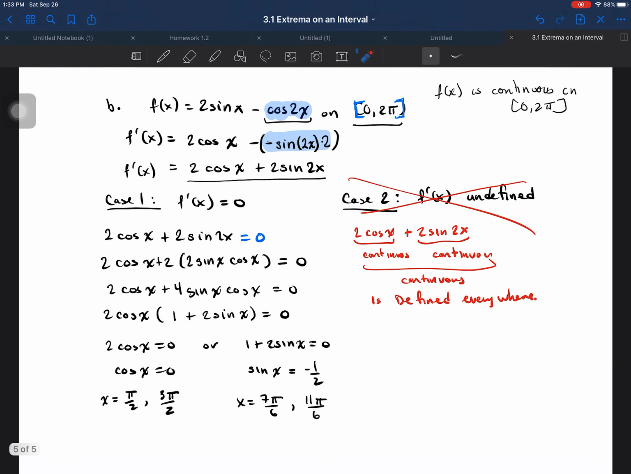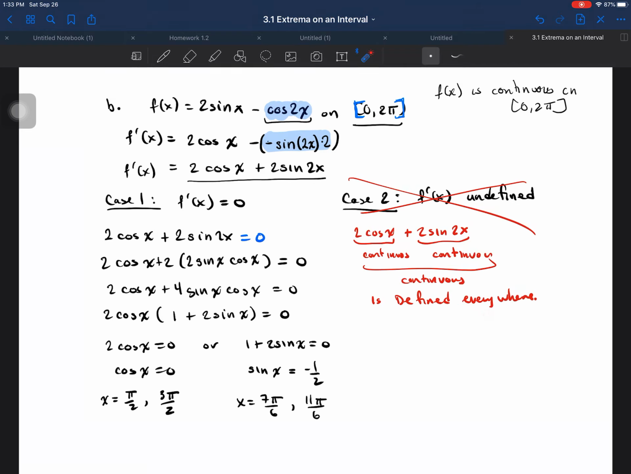To find the critical numbers, again, we have to do both cases. The derivative is equal to 0 or the derivative is undefined. Let's think about this one first. Can the derivative ever be undefined for this case? Well, we know that cosine is continuous. We know that 2 sine 2x is also continuous everywhere. So two continuous functions everywhere is also a continuous function everywhere. So this is defined everywhere, so it's never going to be undefined.